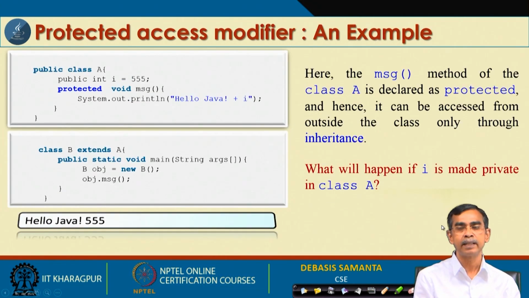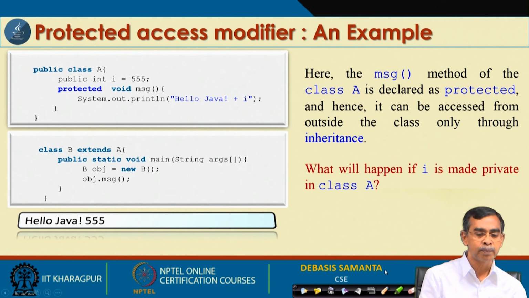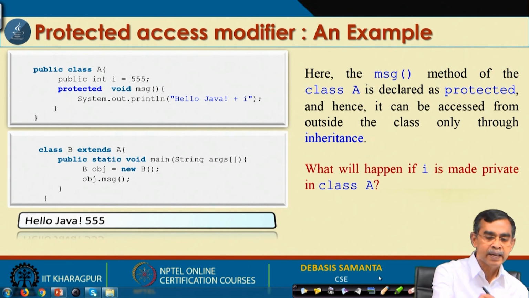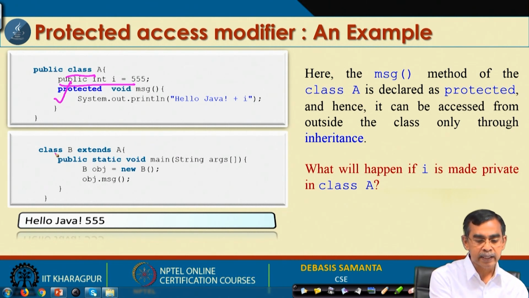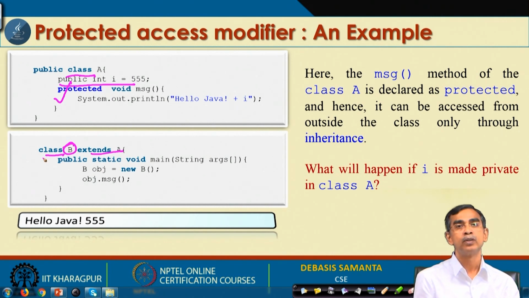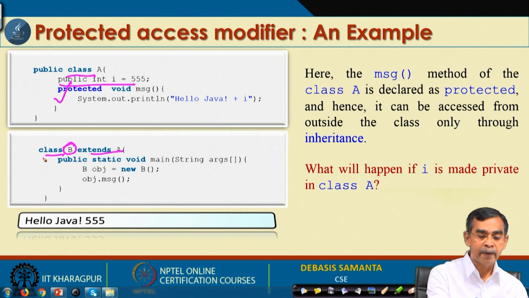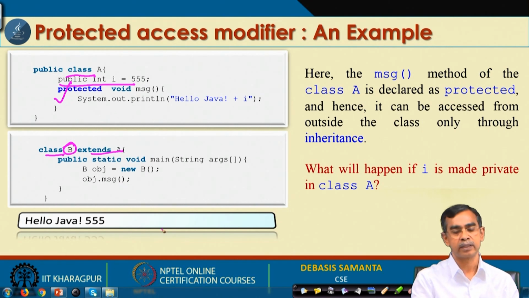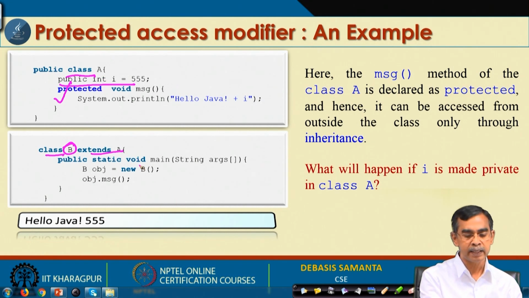Now, here is another example. Let us see whether it will work or not. Class A is public, and this is a protected method. Here you see class B extends A, that means B is a derived class, a subclass of the super class A. So, by virtue of being a subclass, it can access any methods that are public and protected in this one.